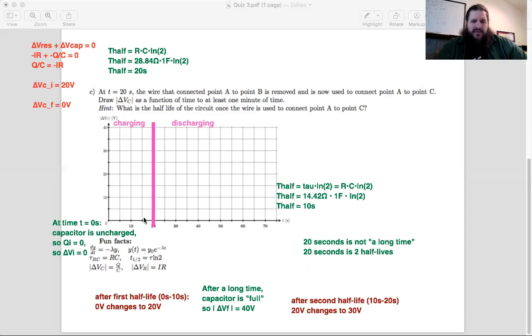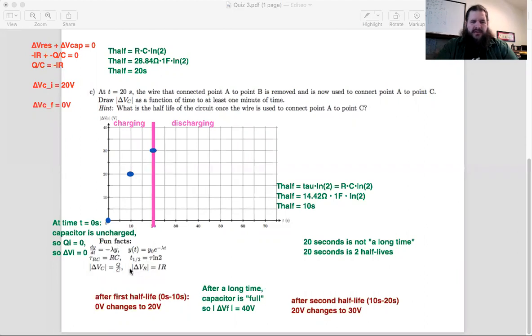And we know that over the course of the first 20 seconds, let's put in some data points here. It started off uncharged, so it starts off at 0. Then at 10 seconds, we found that it changes from 0 to 20. So after the first half-life, while it's charging, it charges from 0 to 20. And then over the course of the second half-life, from 10 to 20 seconds, 20 volts decays towards 30 volts.